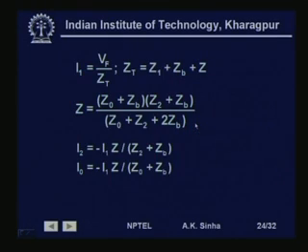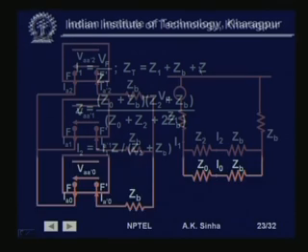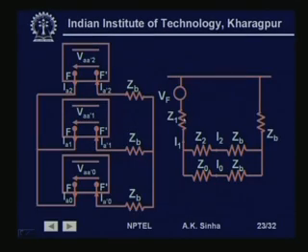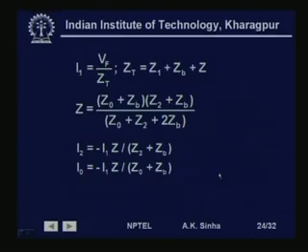So, we get I1 is equal to Vf by Zt, and Zt in this case will be equal to Z1 plus Zb plus Z, that is again Z1 plus Zb plus Z, which is the parallel of these two arms. So, we can do this.